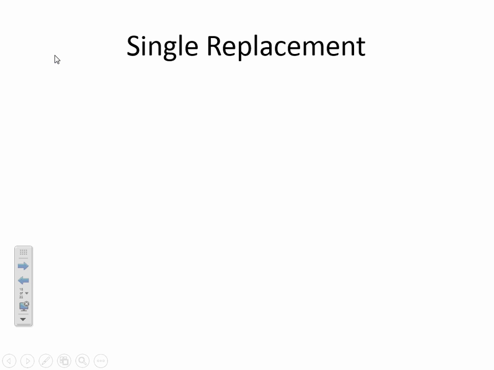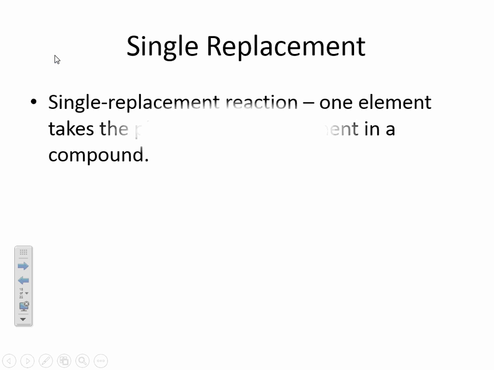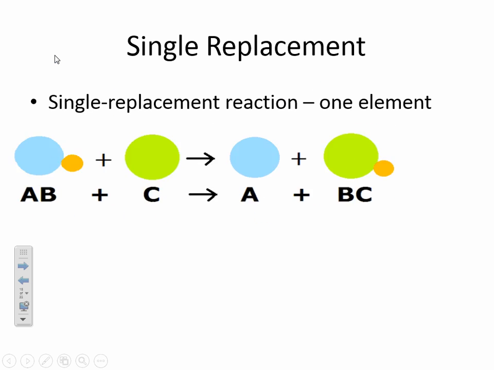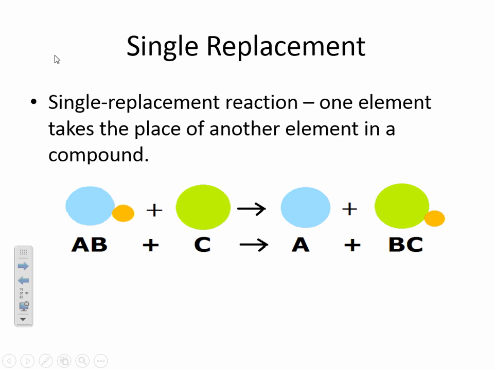Now, single replacement, what do you think's happening? One element is really replacing another. So that's really what's happening. Single replacement, single means one. One element is taking the spot of another. Well, what does that look like? It's a very interesting dynamic here. We have AB plus C. We've added 3 things in. AB plus C yields A plus BC.